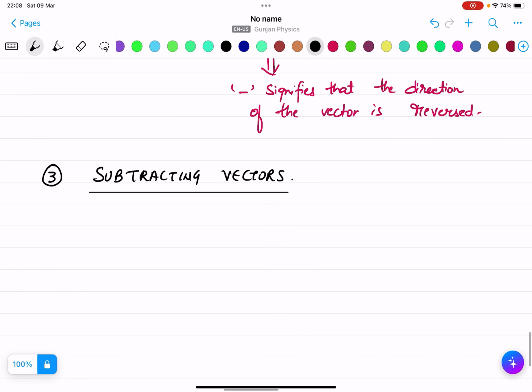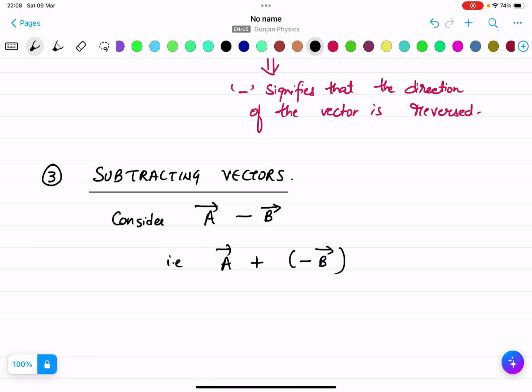So consider a minus b, consider a vector minus b vector. That means I can write this as a vector plus minus b vector. That means reversing the direction of b vector, right?